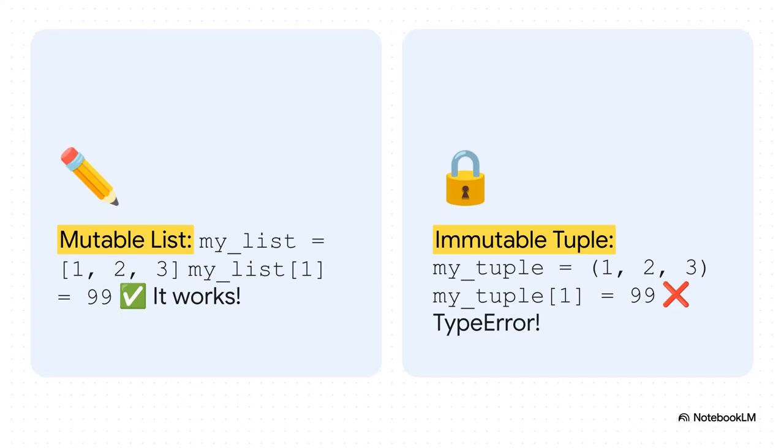And this slide just nails the core difference perfectly. On the left, we take a list and we change its second element to 99. No problem, works like a charm. On the right, we try the exact same thing with a tuple, and Python slams on the brakes with a TypeError. It's basically putting its foot down and saying, nope, you can't do that. This object doesn't support item assignment. That right there is immutability in action.